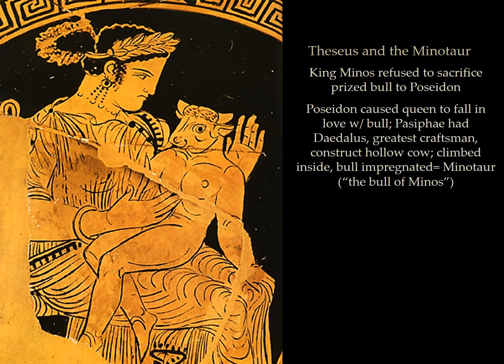We find that Poseidon, of course, then states, if you love your bull so much, I'm going to make your queen fall in love with the bull. So Pasiphae falls madly in love with this bull that's King Minos' queen. She comes to Daedalus, the greatest craftsman and inventor of the ancient world, and asks him to construct her a hollow cow costume to climb into, so that the bull could then have congress with her and impregnate her. Nine months later, the Minotaur is born. The bull of Minos, literally, is what it translates.